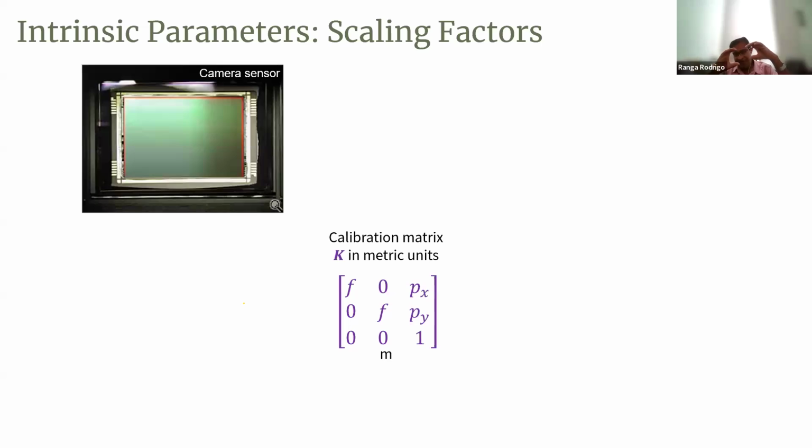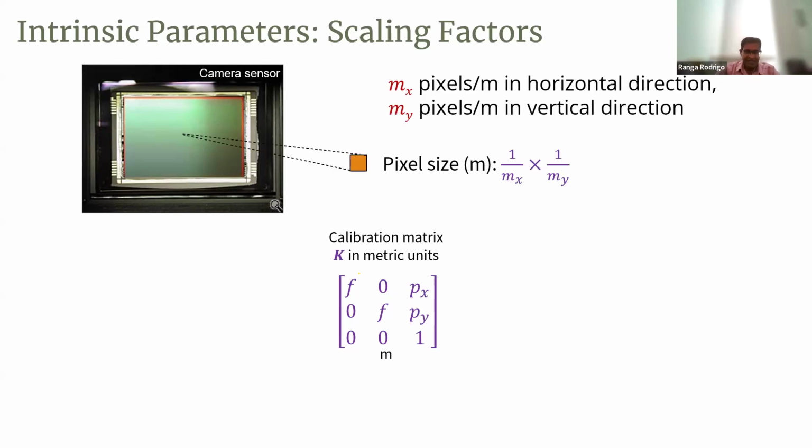Now think about this. If you take a camera sensor, it has a particular size, and it has that many pixels. So what is the size of a pixel in meters? That's the question we are asking. We call the pixel size 1 over mx by 1 over my. So mx and my are pixels per meter in the horizontal direction and pixels per meter in the vertical direction. So this is the pixel size.